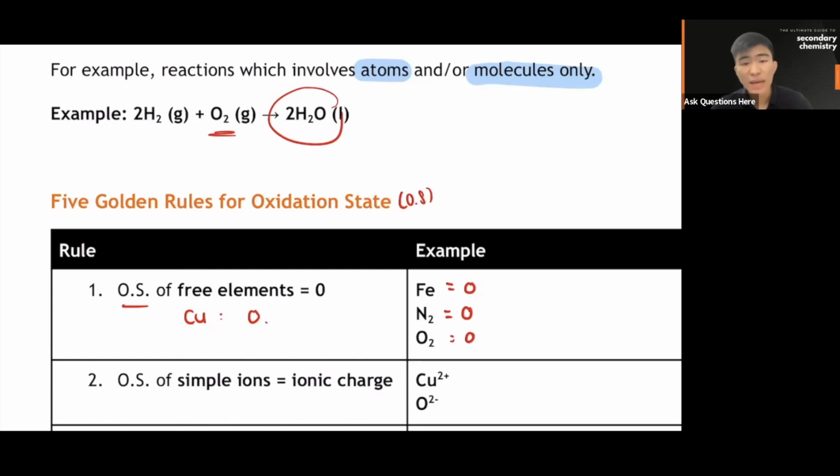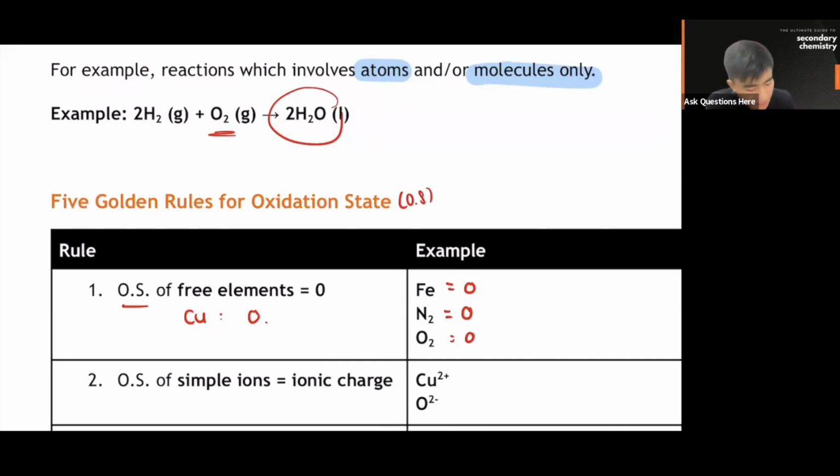Next, let's look at rule number 2 to help us deepen our understanding of oxidation state. Rule number 2 states that the oxidation state of simple ions is equivalent to the ionic charge. Now, what does this mean?